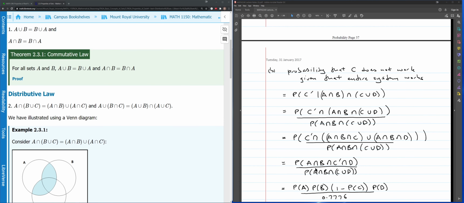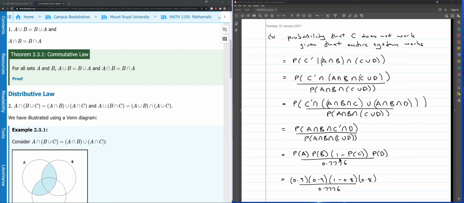Now with this here, I need to work this out. Working this out over here, we just talked about this: A, B, C, and D are independent. If A, B, C, and D are independent, it means that A, B, C complement, and D are also independent. Because they're independent, I can write these as a product of probabilities: probability A times probability B, probability of C complement times probability of D. And the probability of C complement I can write as 1 minus probability of C.